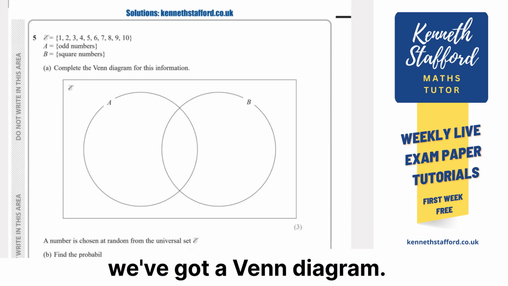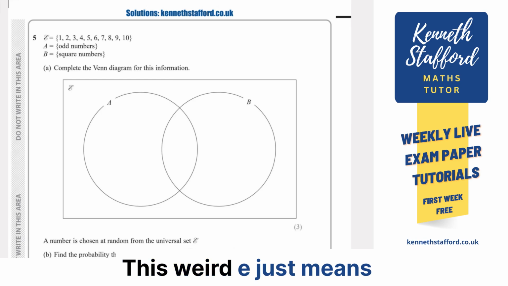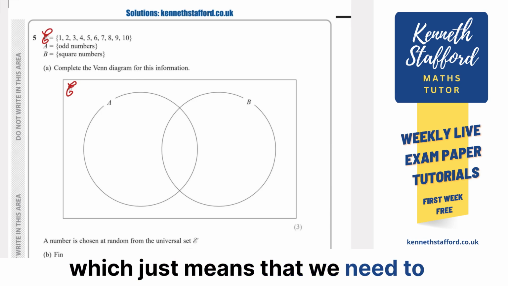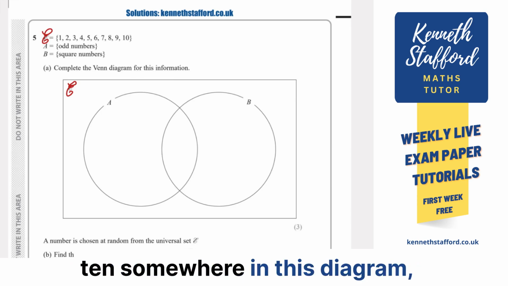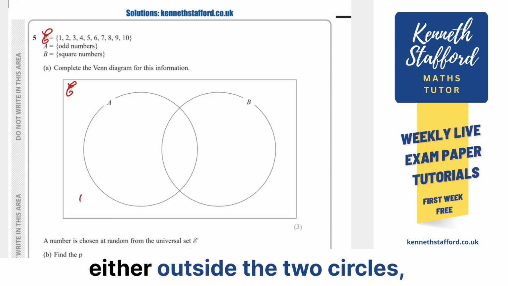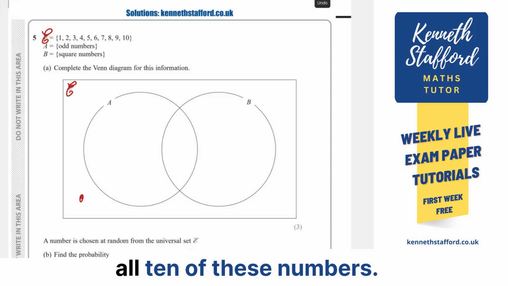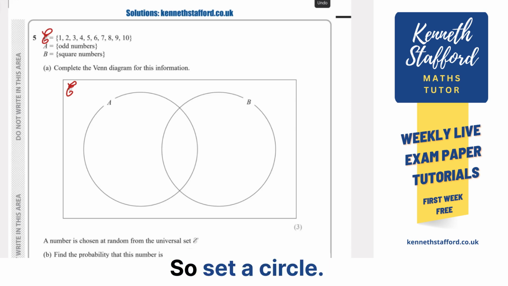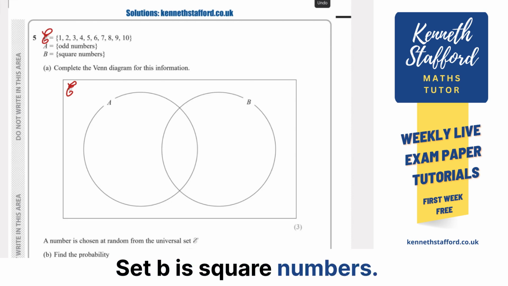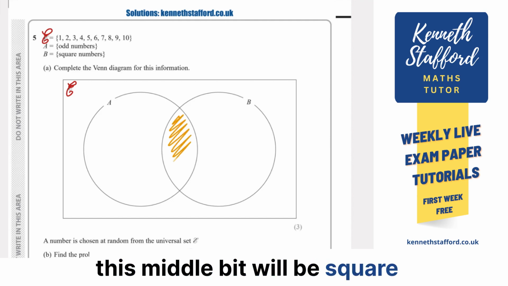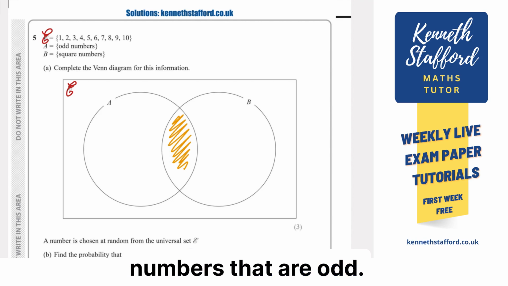Question 5, we've got a Venn diagram. This weird E just means the universal set, which just means that we need to put all the numbers from 1 to 10 somewhere in this diagram, either outside the 2 circles, maybe in this part, or this part. So that's where we've got to put all 10 of these numbers. So set A, circle A, is odd numbers. Set B is square numbers. And then in the middle, this middle bit, will be square numbers that are odd.